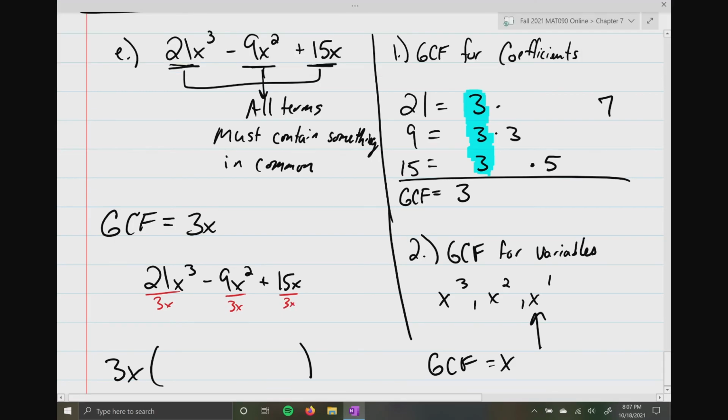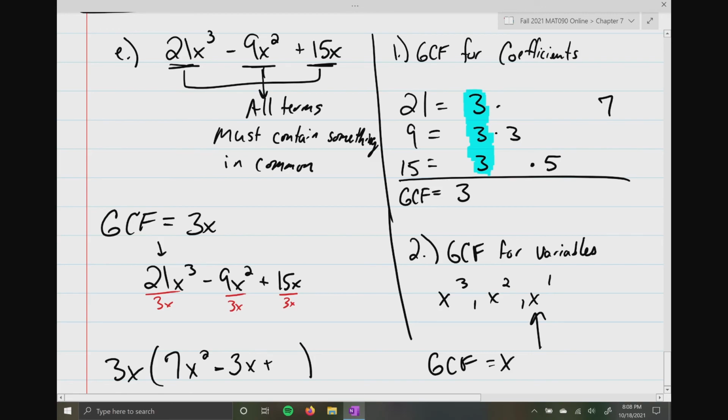So let's do it one term at a time. We're starting off with the first term. 21 divided by 3 is 7. X to the third divided by x is x to the second. You see a minus sign, copy it down. 9 divided by 3 is 3. X to the second divided by x to the first is x. You got a plus sign, copy it down.